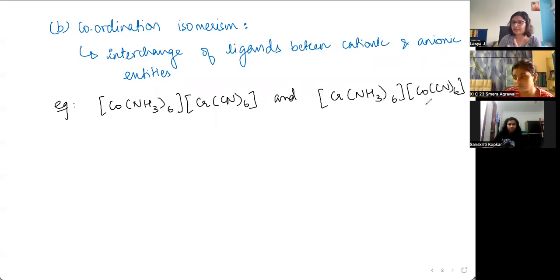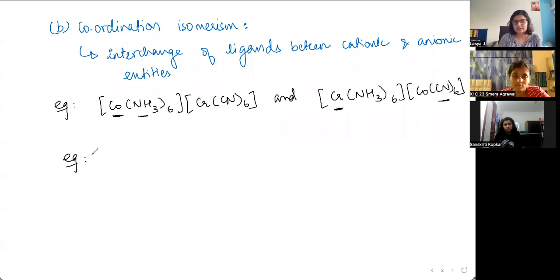But the cationic and anionic entities are exchanging the ligands. Here cobalt is the cationic entity that is bonded to ammonia. In the other case, chromium is the one that's bonded to ammonia, and cobalt is bonded to cyanide. Cobalt and chromium exchange the ligands that they're linked to. So this sort of isomerism is called coordination isomerism.